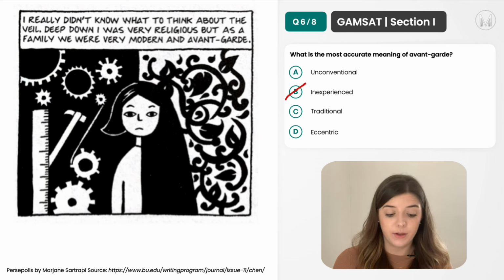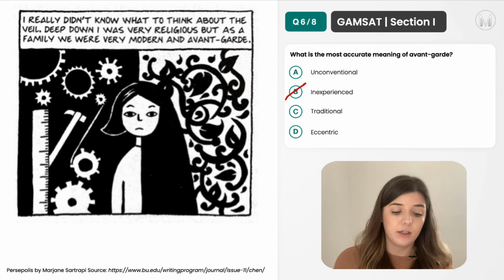C, traditional. That's exactly what she's saying she and her family are the opposite of, because she's saying that she really didn't know what to think about the veil, which is the traditional aspect. She knew that they were religious, but as a family they were modern. This word but is saying that they're not traditional. They're actually modern, and avant-garde is also going to be similar to modern and the opposite of traditional. So it's not going to be traditional.